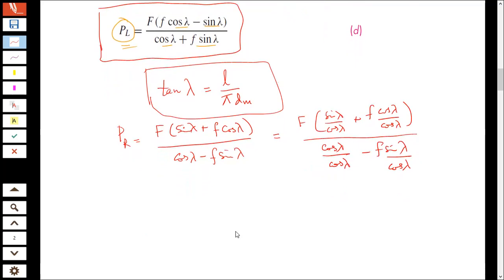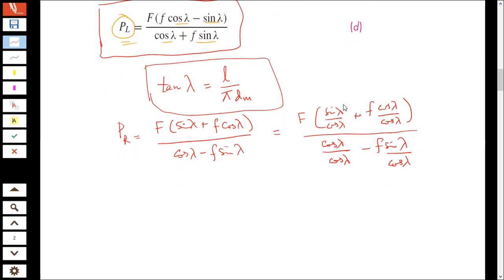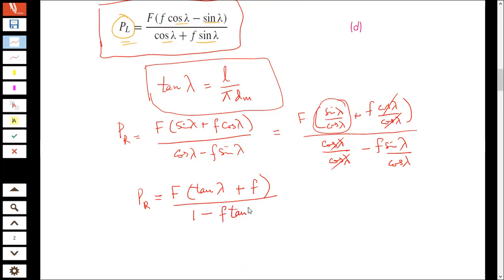So can I write sine of lambda over cos of lambda as tangent of lambda? So I'll have PR equal to F times (f plus tangent of lambda), since cos of lambda over cos of lambda cancels, divided by 1 minus f sine of lambda over cos of lambda, so 1 minus f tangent of lambda.